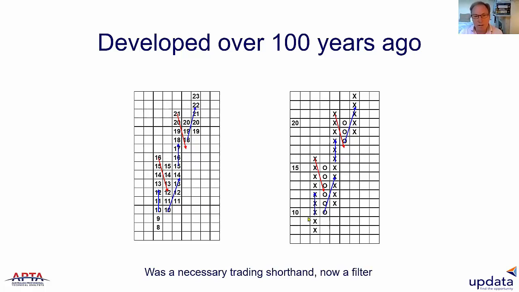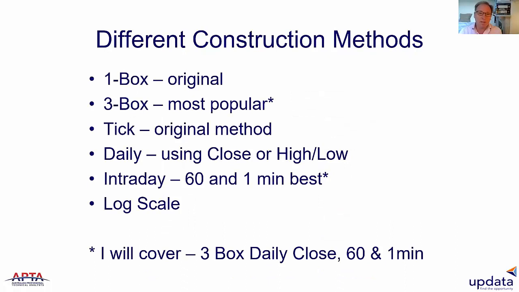And then they realized, actually, instead of writing all the numbers down, we could just put a grid and do it as noughts and crosses. So this shorthand became a way of filtering the price information in the market. So it became really interesting. And the different construction methods, there's lots of them, but the 3 boxes, as I said, is the most popular.